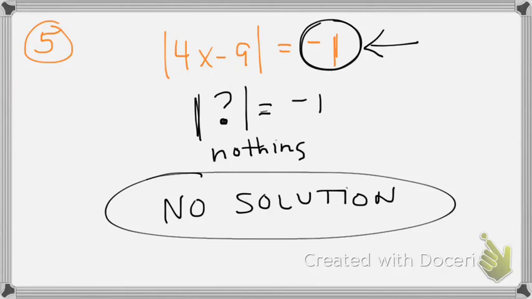When it equals a negative number, then it cannot be done, because absolute value is a distance from 0, and you can never have a negative number be a distance from 0. Right, so there's that lesson plan right there.